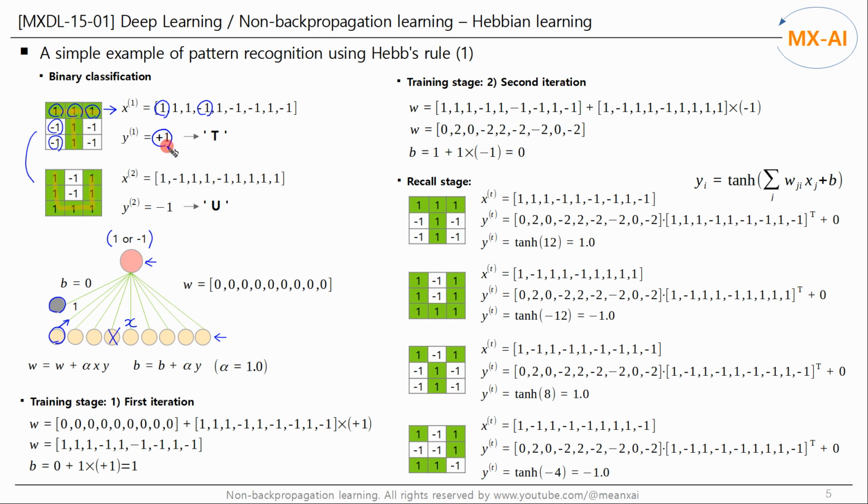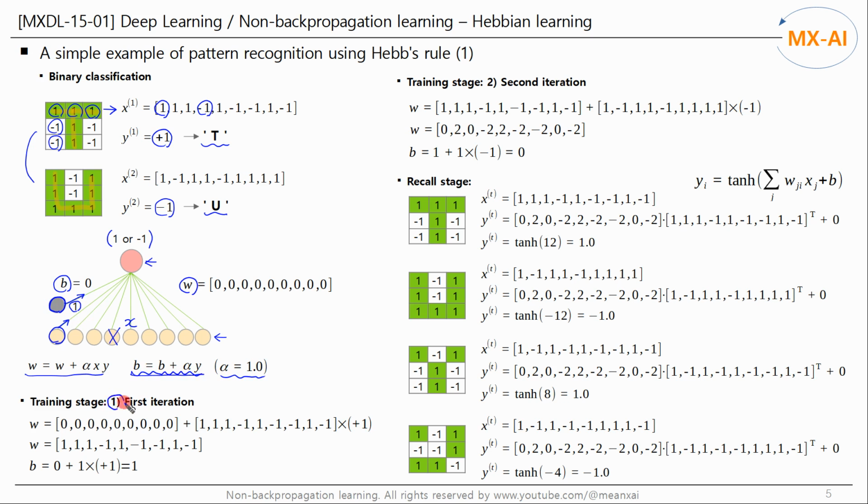Let's say that +1 represents the letter T, and -1 represents the letter U. Initialize both the connection weights W and the bias B to 0. Hebb's learning rules are as follows. Let's set the learning rate alpha to 1.0. The activation value of the bias neuron is always 1. That is, the bias neuron always fires. So the bias is updated like this.